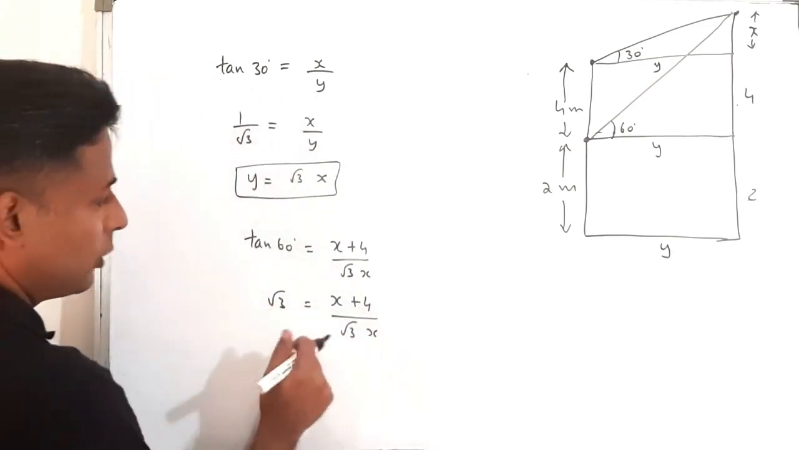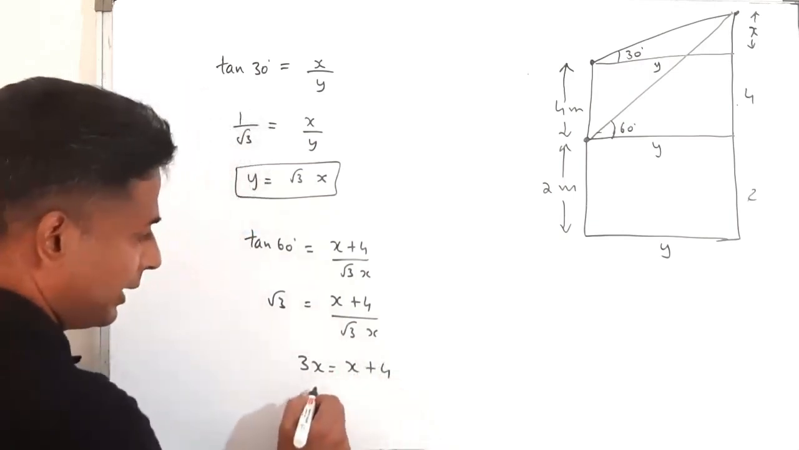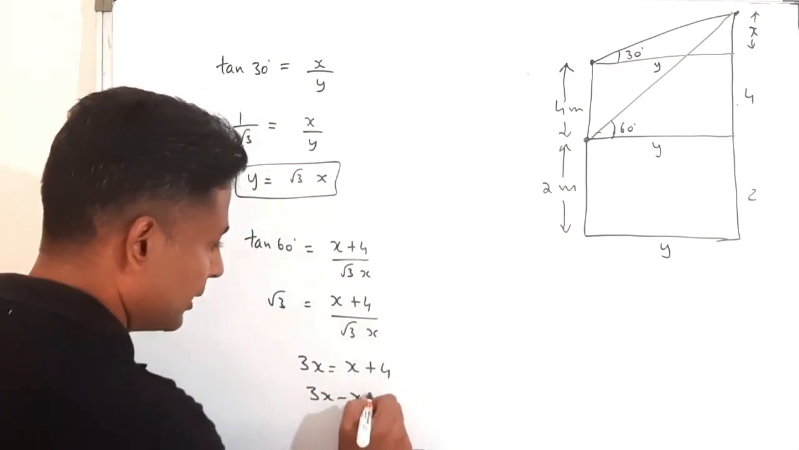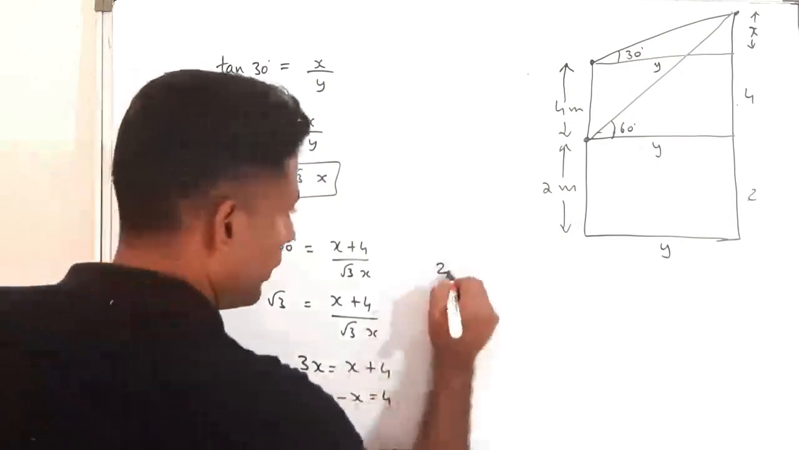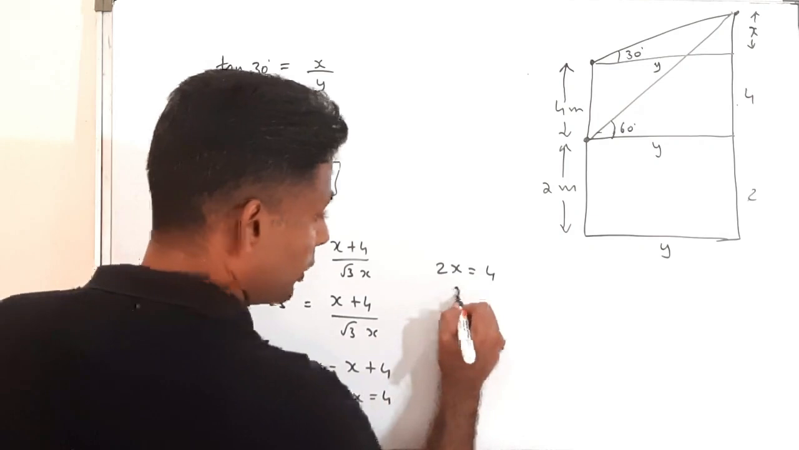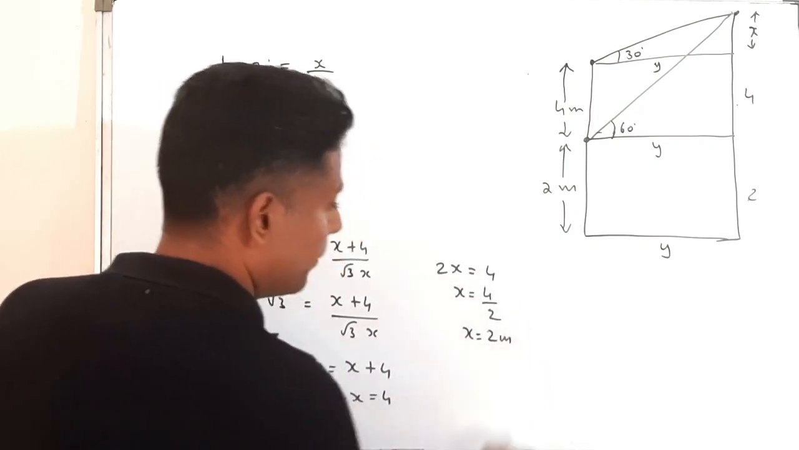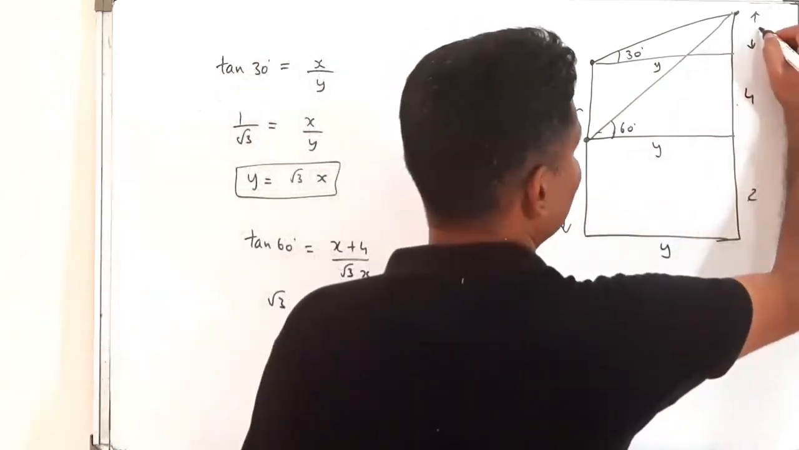When I take root 3 into root 3x, 3x equal to x plus 4. When I get x this side, 3x minus x equal to 4. So 2x equal to 4. X equal to 4 by 2. So x equal to 2 meters. So we got this as 2 meters.